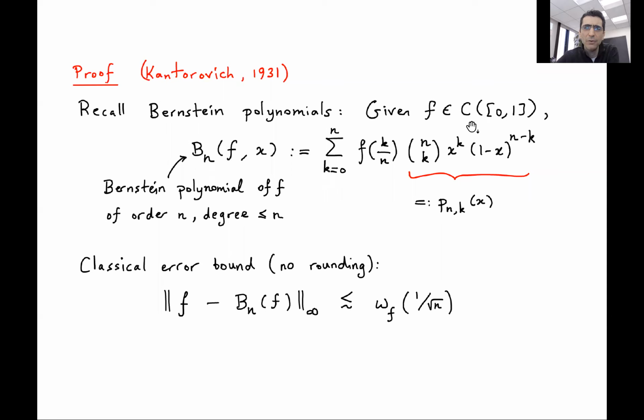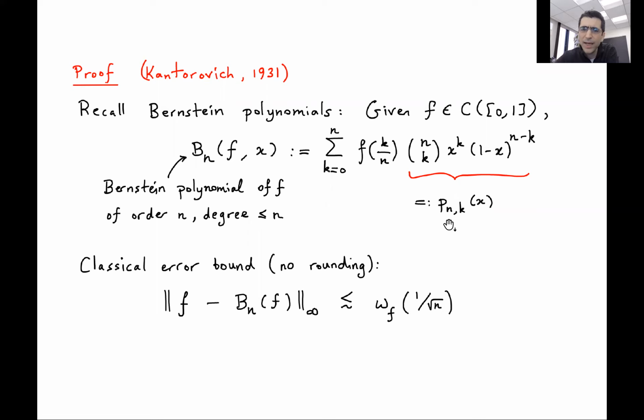So if you give me a function f, how do I compute its Bernstein polynomial of order n, which is a polynomial of degree up to n? It can be less. Basically, we form a linear combination of the Bernstein basis polynomials, which are denoted by p_{n,k}. I don't know, can you see the hand, by the way?